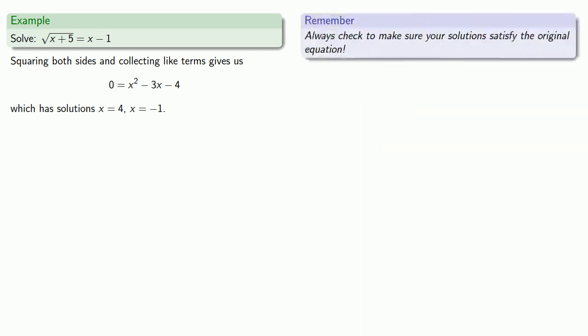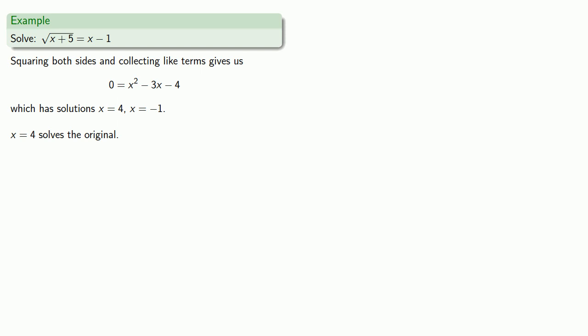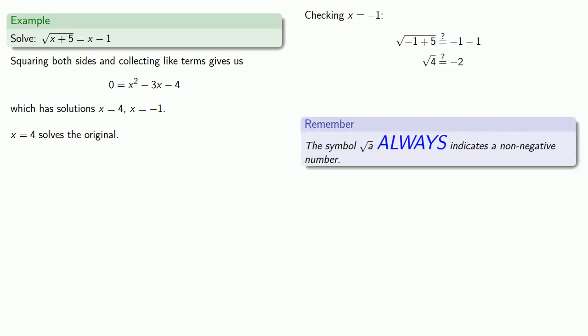Remember, we always need to check to see if these are actually solutions. So we'll check x equals 4. We'll substitute that into our original equation. Since the square root of 9 is actually equal to 3, this is true, so x equals 4 is a solution. We'll also check x equals negative 1. It's important to remember that the principal square root of a always indicates a non-negative number. And so this statement, the principal square root of 4 equals negative 2, is false, so x equals negative 1 is not a solution. We should indicate this when we write up our answer.